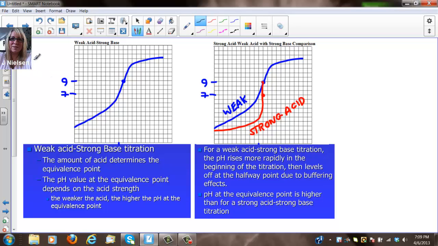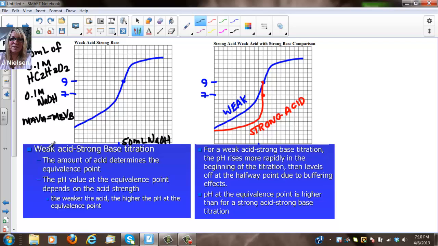So in this one here on the left, we had 50 mL of 0.1 molar acetic acid, and we added 0.1 molar NaOH. I'm not going to do the math on this, but MaVa equals MbVb means that we had 50 mL of NaOH added. So I started with a weak acid and I added 50 mL of NaOH. And notice that the equivalence point is higher than 7.